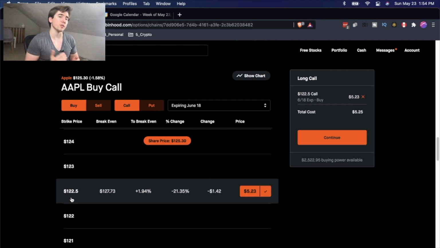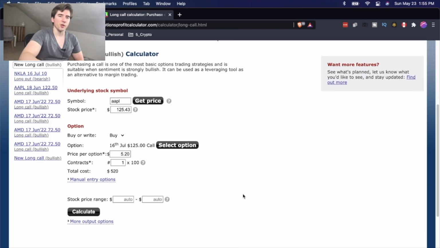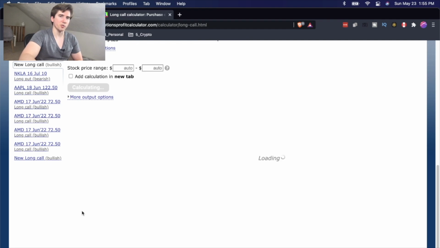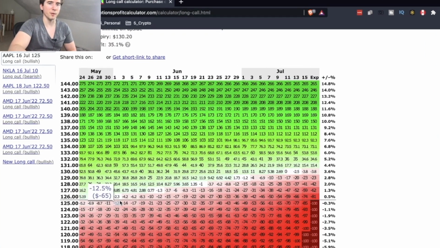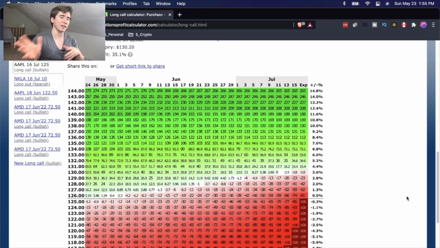If, say, Apple goes up in the next couple of days to $130, we're probably going to be making a lot of profit on this trade. If you ever want to calculate how much profit you can make, you can always go to optionprofitcalculator.com or download the mobile app. And from here, you can see how much money you would make at each different price on any day before the expiration date.